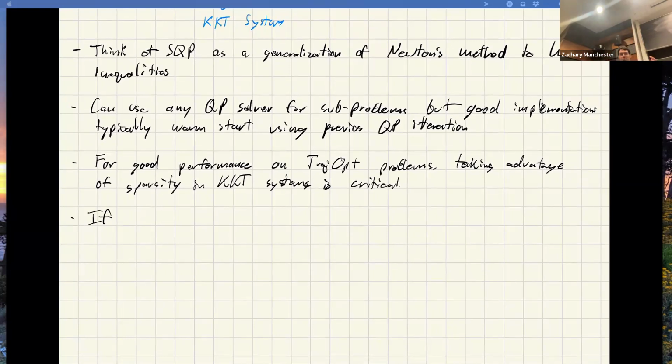Basically, all you really care about is that the subproblems are convex and you can actually solve them. So you don't have to think about linearizing as much as convexifying. If the stuff's convex already, just throw it in there.